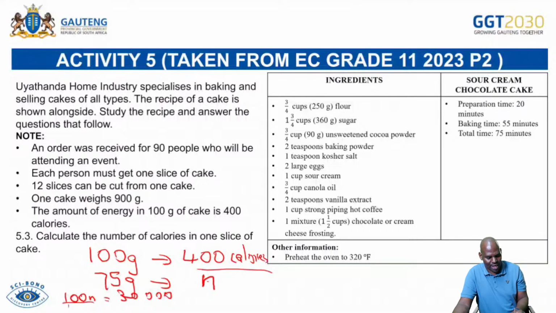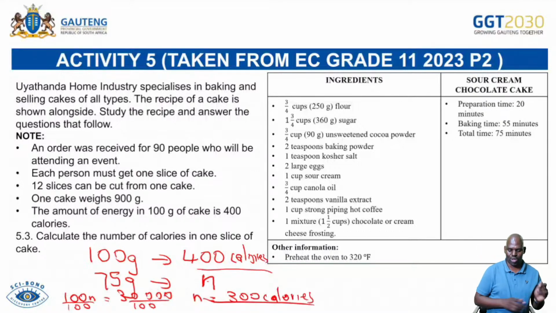Okay, then I divide by 100. Then 30,000 divided by 100, I get 300. So in this case, N is equal to 300 calories. So the number of calories in one slice is 300.